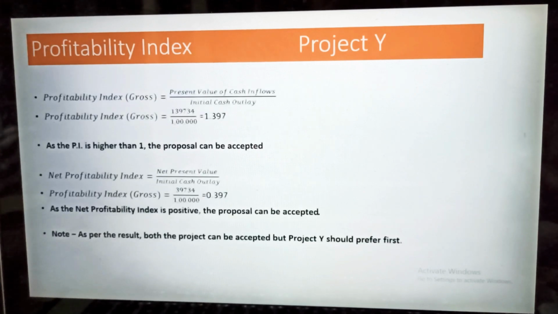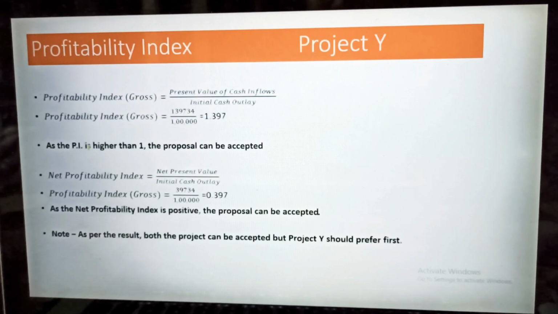Now I will talk about project Y. The same way I will do it through these two techniques: one is profitability index of gross, another one is net profitability index. So let's see this profitability index, present value of cash inflow divided by initial cash outlay. The same amount, 1,39,734 for project Y that we are discussing, and 1 lakh initial outlay. You can see here that the value again is more than 1, 1.397 is coming. So in case of project Y also, since the value of profitability index is higher than 1, the proposal can be accepted.